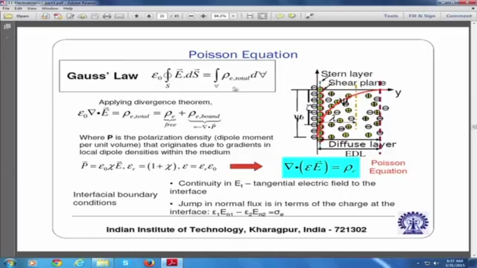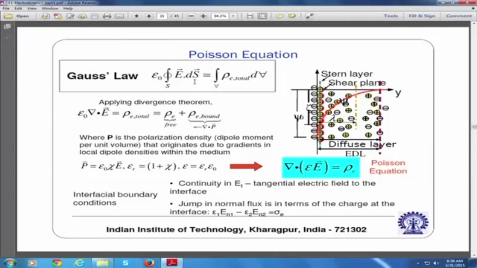You can convert this area integral, or contour integral, into a volume integral by using the divergence theorem. So the integral of E dot dS you can write as the integral of the divergence of E, by using the divergence theorem. What is epsilon naught? Epsilon naught is the permittivity of free space. Now, because the choice of the control volume is arbitrary, you can write epsilon naught times divergence of E is equal to rho e total. This is pretty simple and clear.